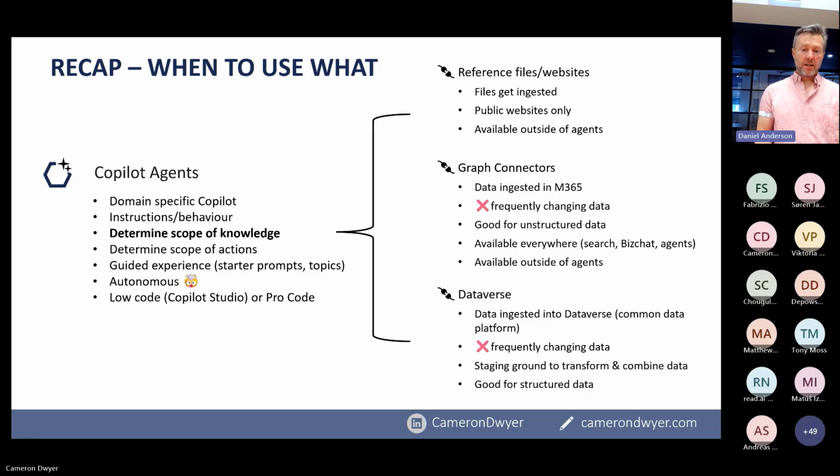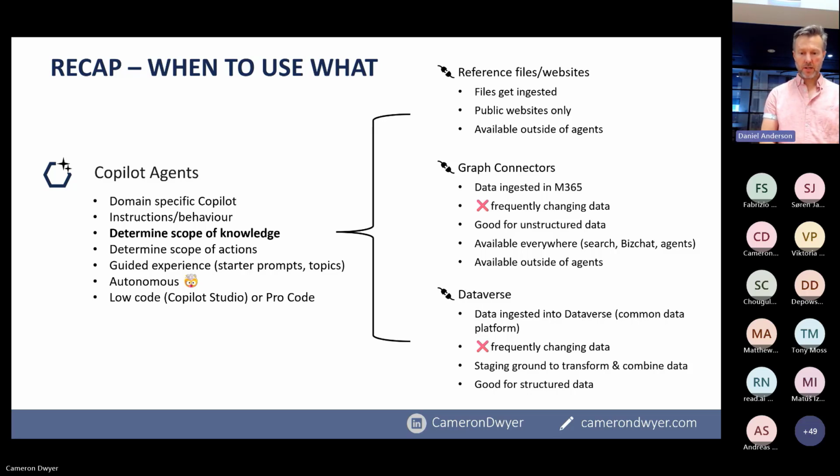Graph connectors ingest data into Microsoft 365. They're not good for frequently changing data because that ingestion happens on a schedule. They're really good for unstructured data, websites, files. They're not good for structured data, as we saw when we tried to hit up that SQL database. One good thing about graph connectors is they're really omnipresent. If you can get data in through a graph connector, it'll turn up in Microsoft 365 Search. They turn up in lots more places than just Copilot.